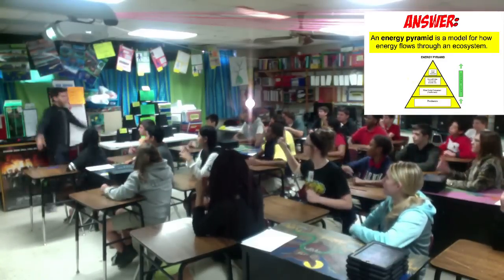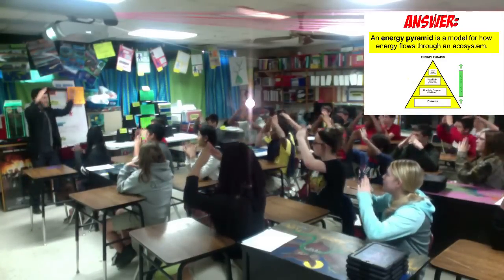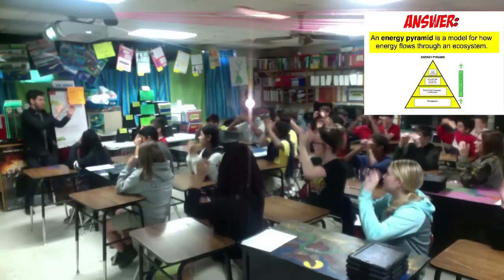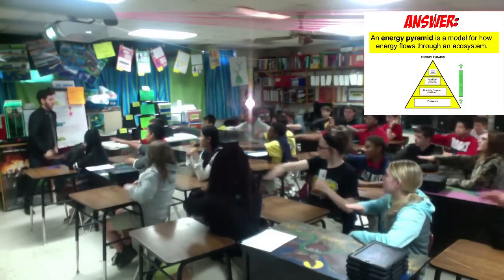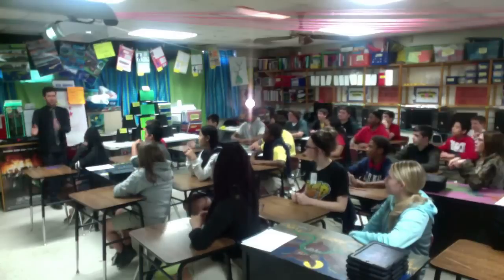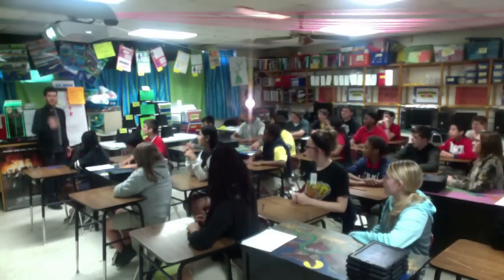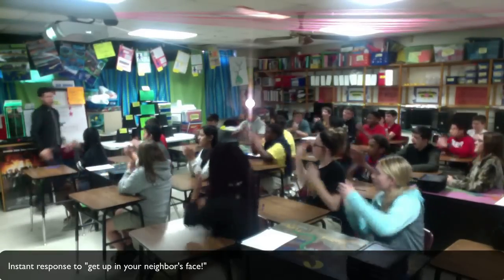What is an energy pyramid? An energy pyramid is a model that will show us the flow of energy through an ecosystem. One more time. Energy pyramid. It's a model. It's showing us the flow of energy through an ecosystem. Full shoulder turn. Get up in your neighbor's faces and tell them what the definition of an energy pyramid is. Teach.